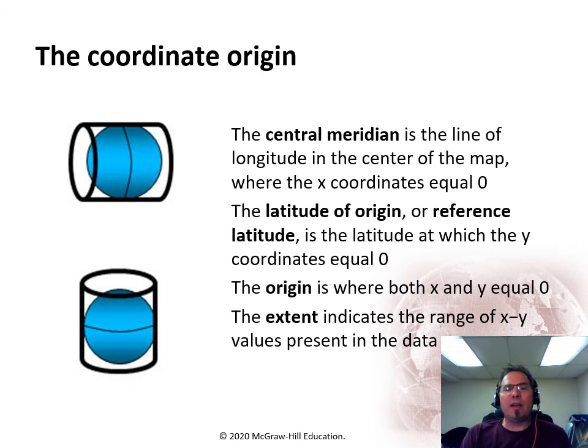The central meridian is the line of longitude that's centered on the map. That's something you can adjust slightly to make sure that everything looks kind of nice. Nothing wrong with that. That's a good way to do that.